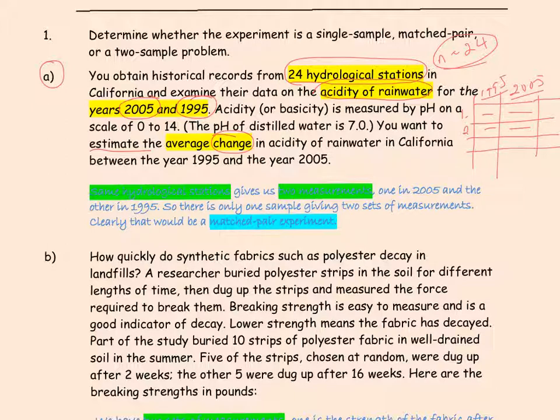So if it's a matched pair problem, then what we do is take x, which is the difference between the two measurements, and that becomes our new variable. So we convert a matched pair problem to a single sample problem and complete the construction of a confidence interval in this case, because we are estimating the mean. So we estimate the mean using a range of values, and that is called a confidence interval.